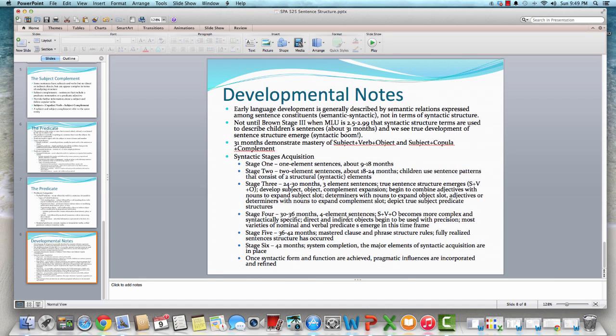So we'll discuss these stages. Stage 1 was 1-element sentences, about 9 to 18 months. Cecile was in that stage earlier this year, but she's moved past that because she's in the 2-word combination stage, 2 to 3 words. So stage 2, 2-element sentences, about 18 to 24 months. Children use sentence patterns that consist of 2 structural or syntactic elements.